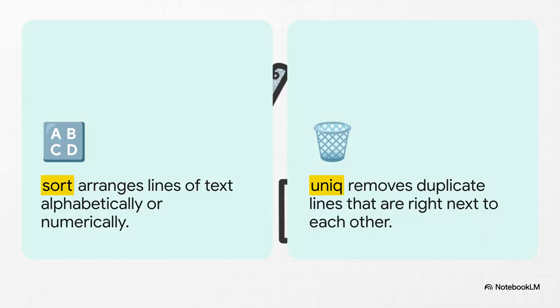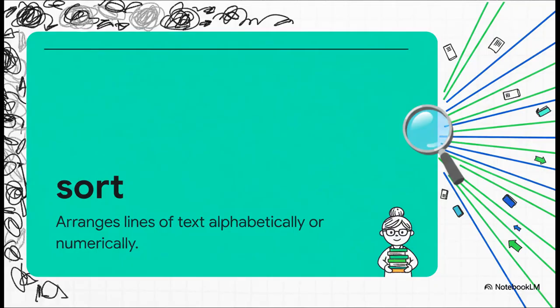Well, on the surface, it's pretty straightforward. Sort, well, it sorts things. It arranges all the lines of text. And uniq is our cleanup tool. It gets rid of duplicate lines. But here's the catch, and it's a big one. It's how uniq works that makes sort its absolute best friend. Let's dig in.